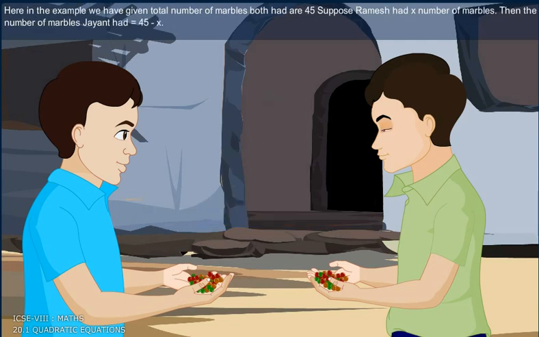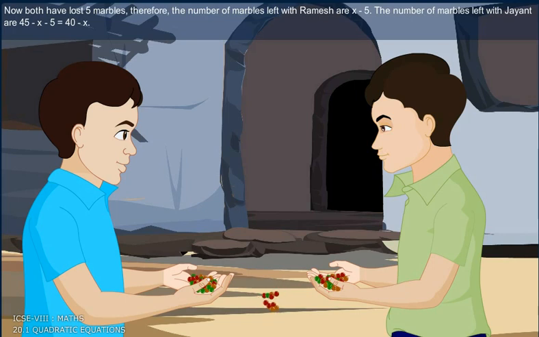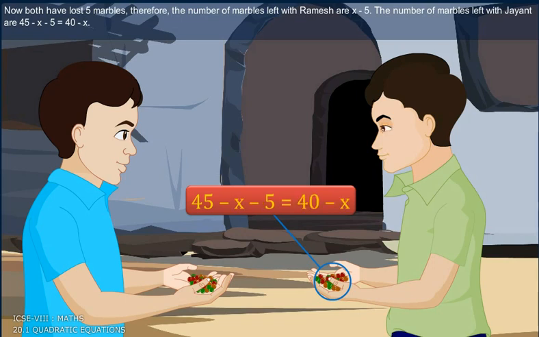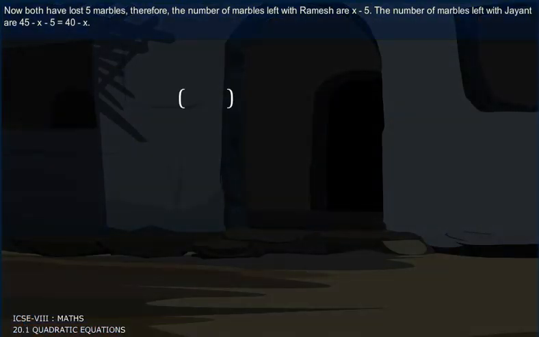Here, in the example, we are given that the total number of marbles both had is 45. Suppose Ramesh had x marbles, then the number of marbles Jen had is equal to 45 minus x. Now, both have lost 5 marbles. Therefore, the number of marbles left with Ramesh is x minus 5. The number of marbles left with Jen is 45 minus x minus 5, which is equal to 40 minus x.